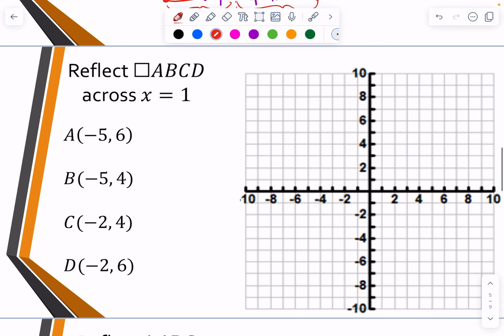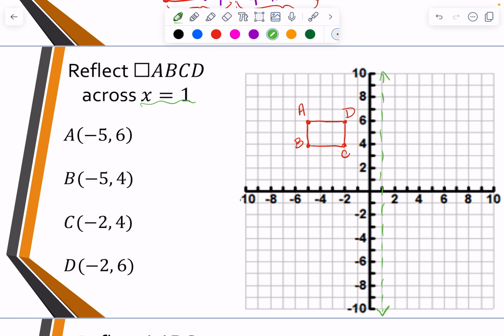All right, so let's try this then. We're going to start off graphing our points. So negative 5, 6. Here is A. B is at negative 5, 4. C is at negative 2, 4. And D is at negative 2, 6. Okay, and they want us to reflect this over the line x equals 1. Remember, no y in the problem. That means that it is going to be a vertical line through the value of x equals 1.